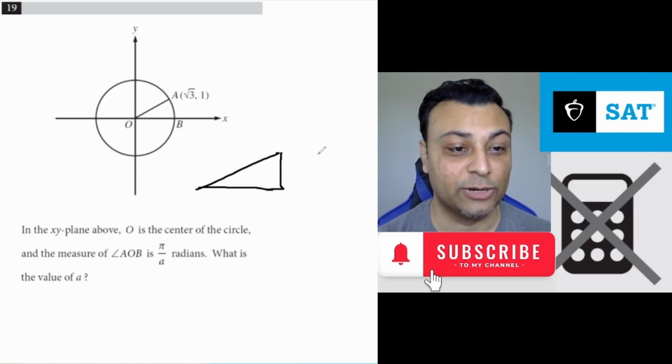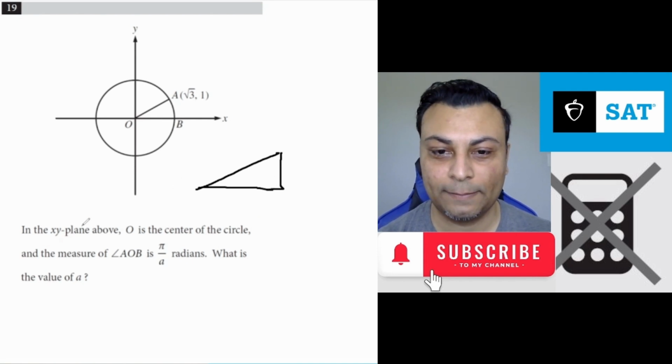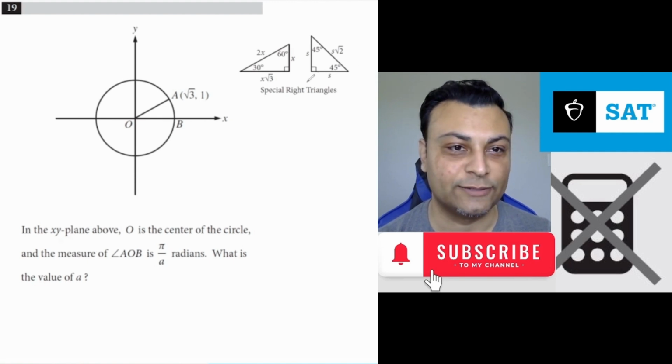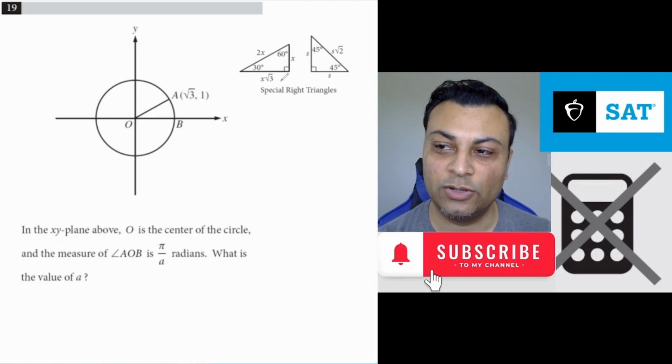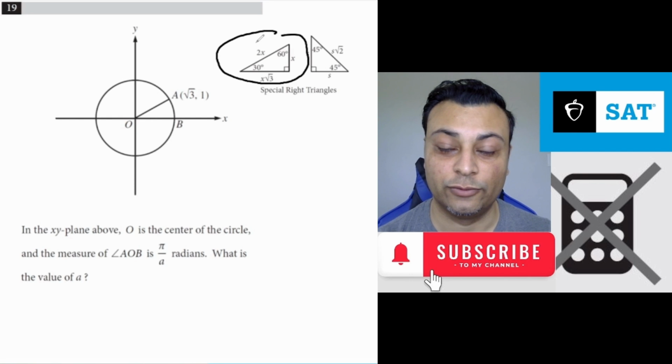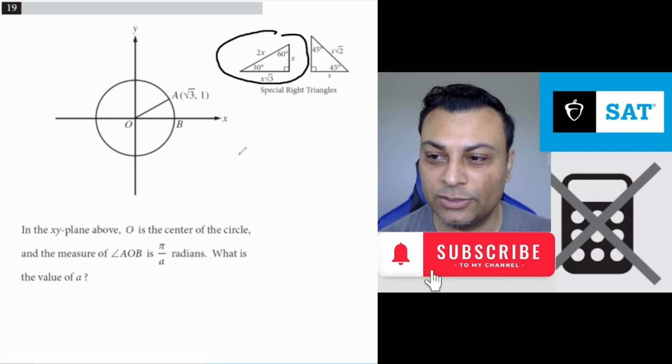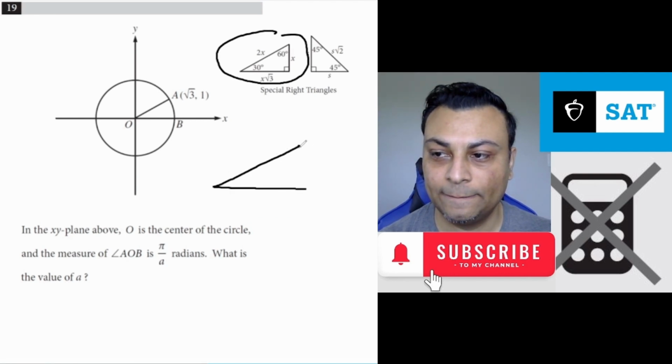in fact, let's bring that out right now. So I've now included the special right triangles. The one we're going to use is the one with the square root of 3 written in there. So we're going to use this one for this question. And I'm going to redraw this a little bit because you can see, okay.